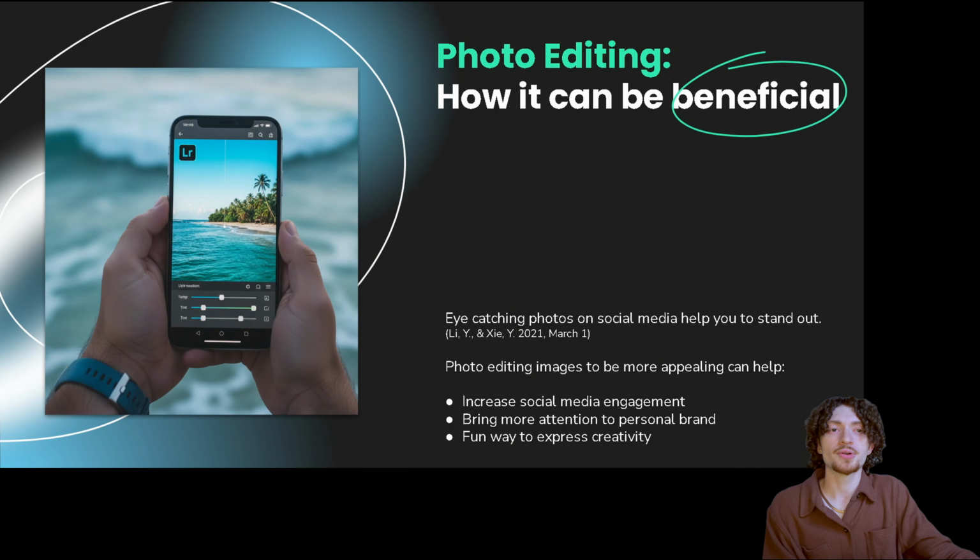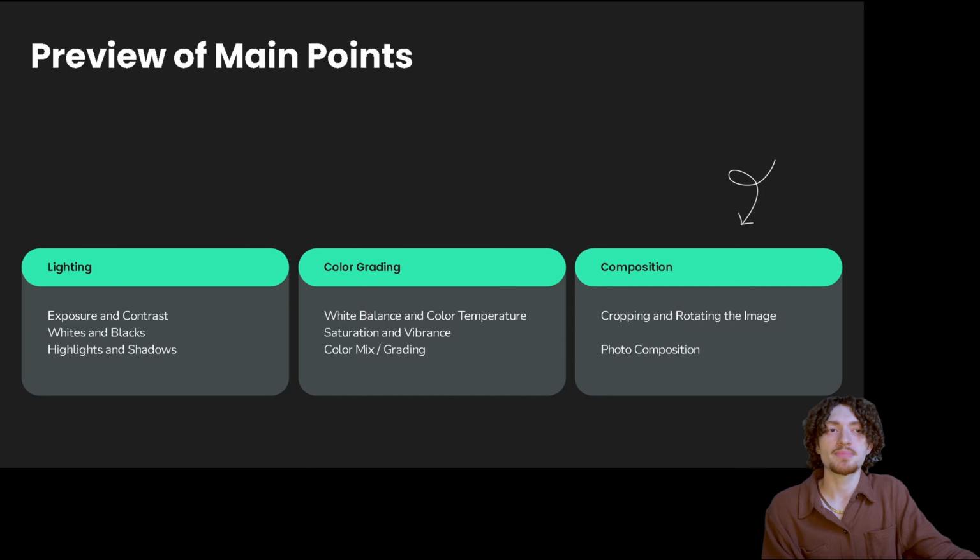Now, I'm going to cover how to do this by focusing on three key areas in Lightroom. I will cover editing in the light section to create depth, then moving on to color to make the image more vibrant, and then finally our composition.